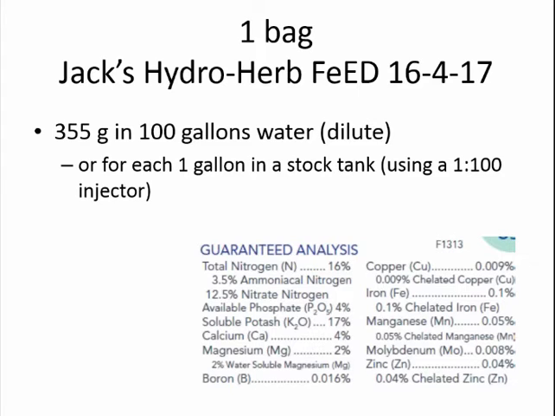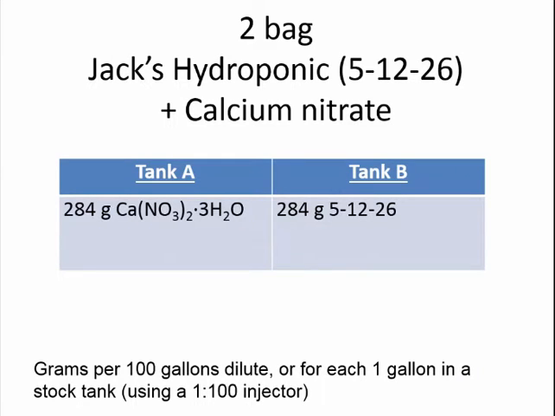So for this particular recipe, if we're supplying 150 parts per million nitrogen, which is kind of our target for most of the leafy greens and herbs, we need to use 355 grams per 100 gallons of water. So that would be 100 gallons of water total that the plant is getting. If you're using a stock tank with a 1:100 injector, then that means each gallon in the stock tank needs to have 355 grams of this fertilizer. So that was the 1 bag.